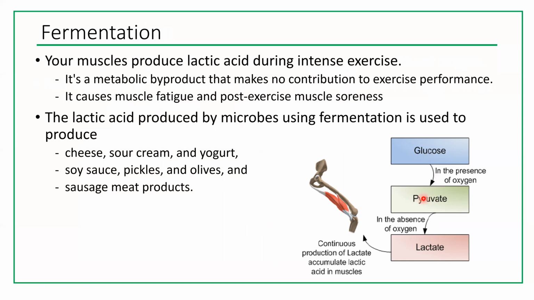Glucose into pyruvate, pyruvate into lactic acid. No oxygen is needed, very quick process. Very little ATP is produced, but enough for a short period of time. That's why your muscles fatigue very quickly, and then you have soreness. Right, so that's lactic acid fermentation inside your muscle cells.